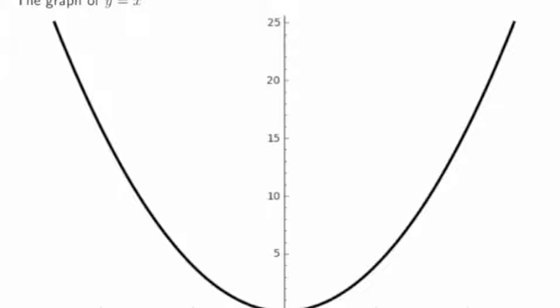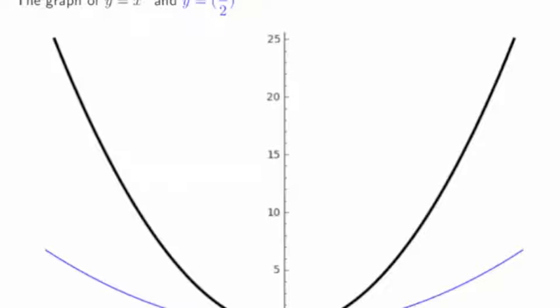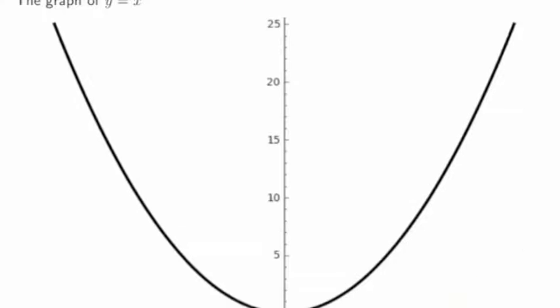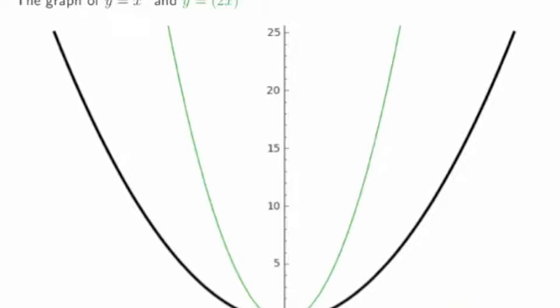Here is the graph of y equals x squared in thick black line. If we divide x by 2, we stretch the graph out horizontally, pulling it out in the horizontal direction. Here's the graph of y equals x squared again. If we multiply by 2 on the inside, then instead of stretching the graph horizontally by 2, we shrink it horizontally by 2. Imagine pressing the graph in. The black curve gets pressed in to become the green curve.